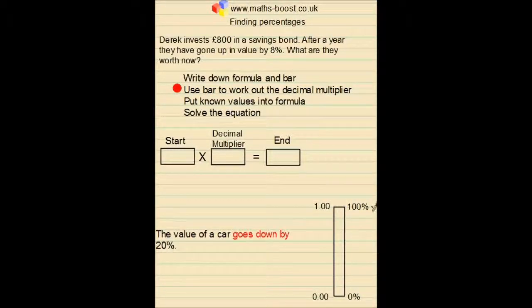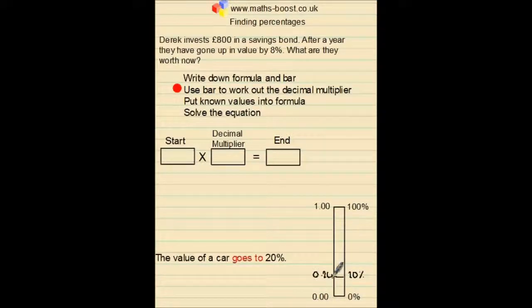We can see here the value of a car goes down by 20%. So we go down to about here by 20%, so we arrive at 80%. And the decimal multiplier in this case will be 0.80. Finally, the value of the car goes to 20%. So we go all the way down to 20%. And so the decimal multiplier is 0.20.